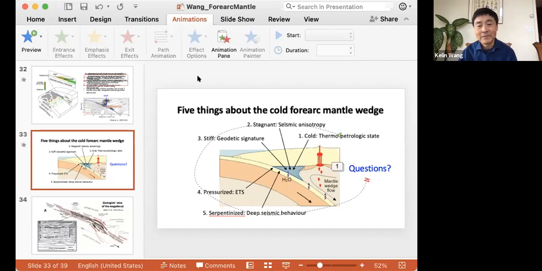And for the rest of the mantle wedge, just because of the hot state, the whole thing tends to be lighter, lower density, and it tends to be higher. So that's a small effect on topography. I hope I answered your question.